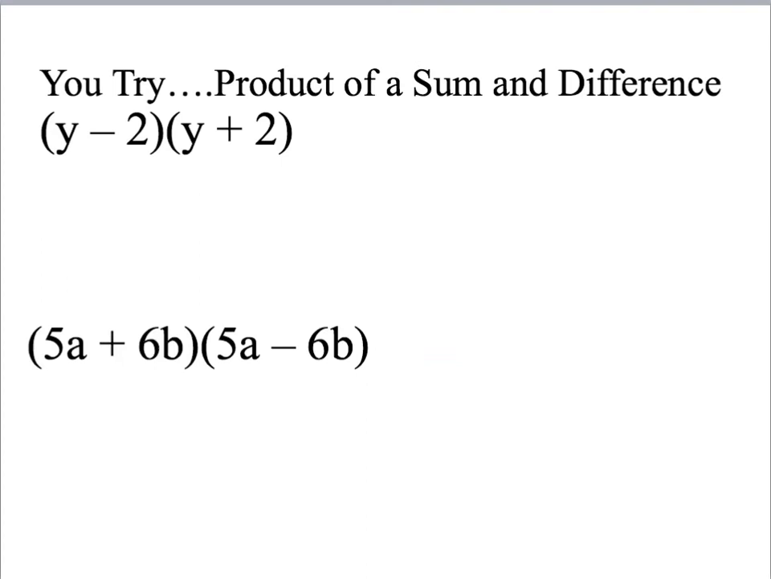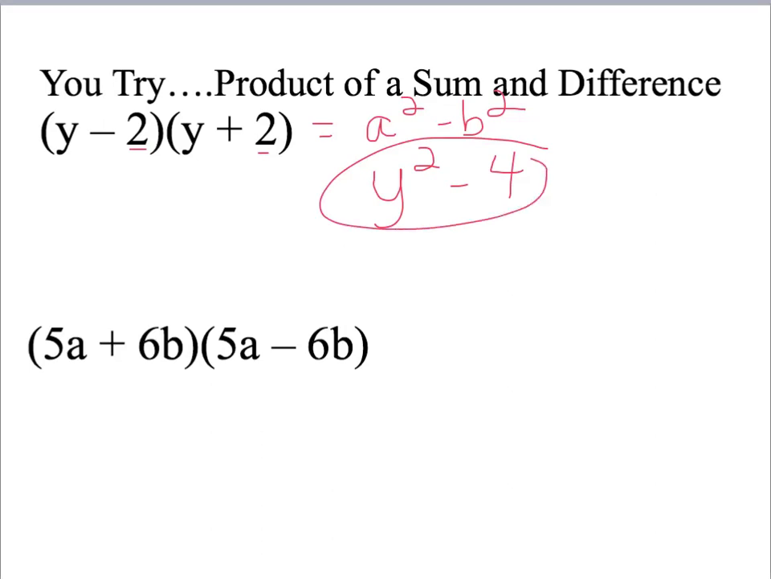Okay, so let's check it. In the first one, we see that we have (a - b)(a + b), so we know that the shortcut is a squared minus b squared. In this case, a is y, so y squared, minus 2 squared, which is 4. Also in the second one, we have the same terms, one is plus and one is minus, so we can still do a squared minus b squared.